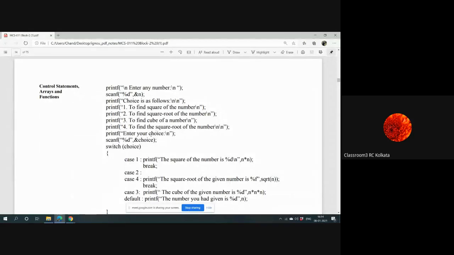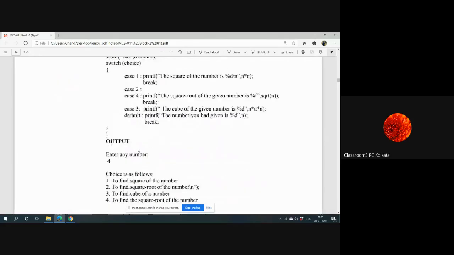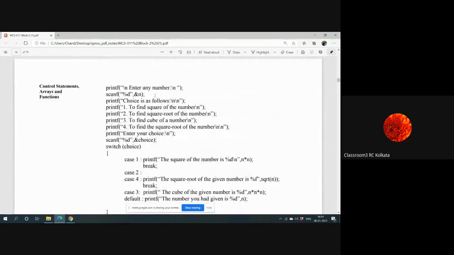Now suppose any of you give the choice 4. Then what will happen? Switch choice. Choice will have 4, so switch 4. So case 1, case 2, case 3 will not be seen. Only case 4 will be seen. Suppose you have given choice equals to 4.